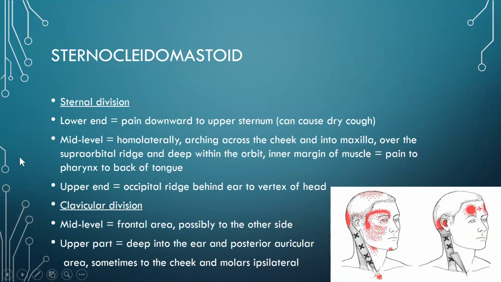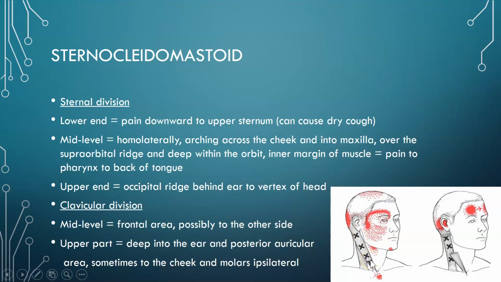Sternocleidomastoid, one of the more common ones. Remembering that there's two divisions to this muscle. There is a sternal division and there is a clavicular division. And they do divide and project differently with trigger points when we separate the two of them. Commonly, when we see X's like this, it means that trigger points can be found throughout the muscle.